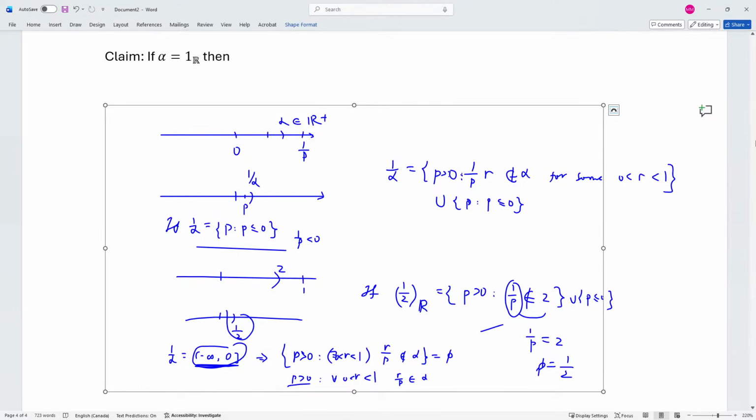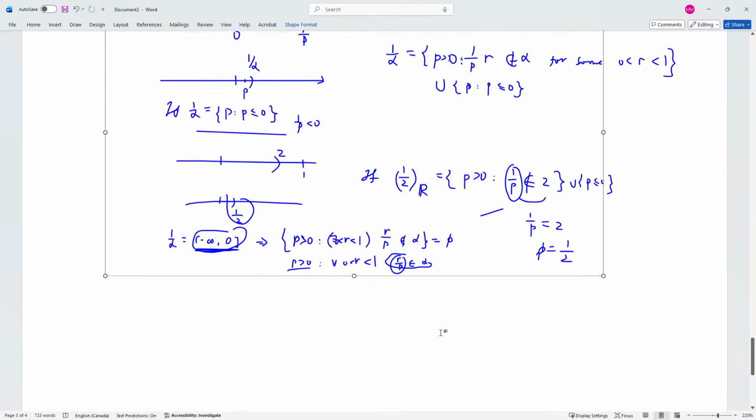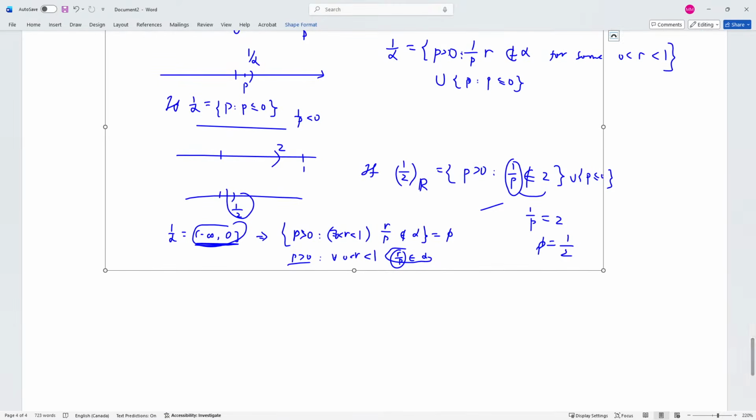So that means essentially alpha is unbounded, right? That's the idea, because P is greater than 0, R over P can be arbitrarily large, which is a contradiction. That's not possible, that would be unbounded. So I think you're right. It's just that the phrasing is a little bit weird.